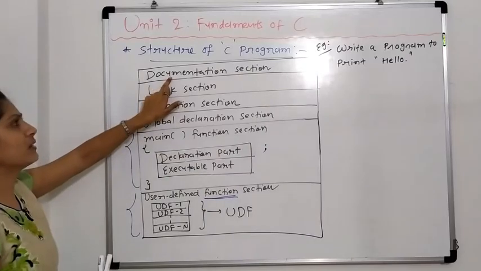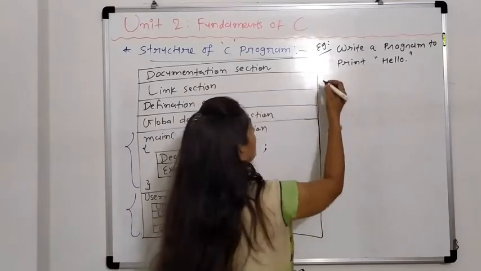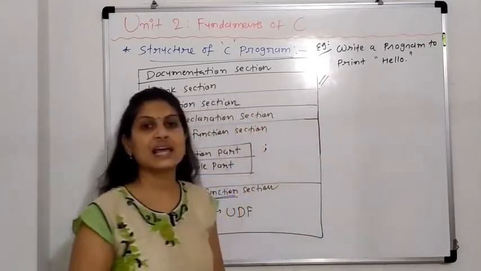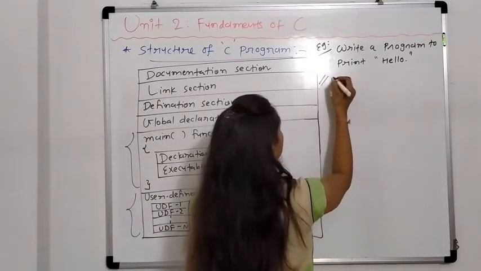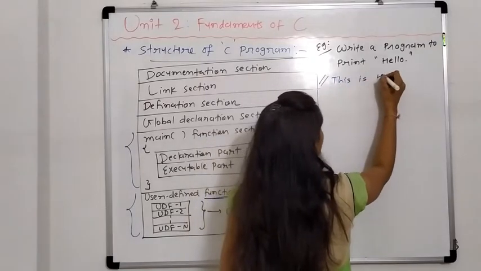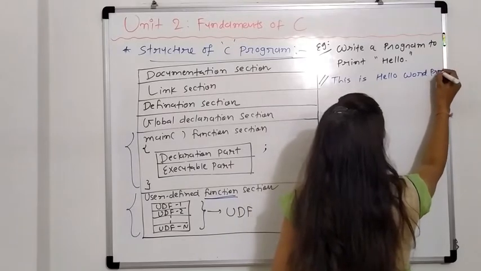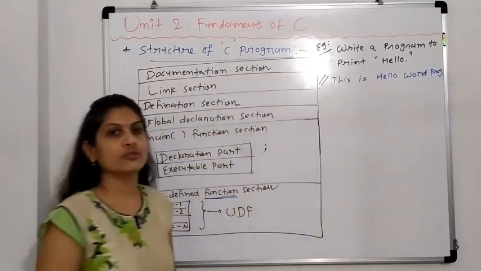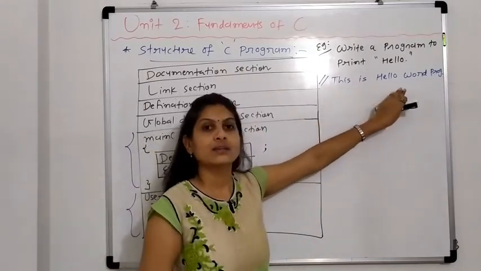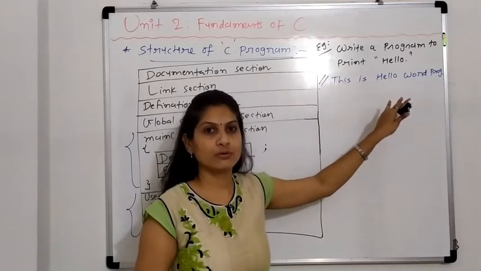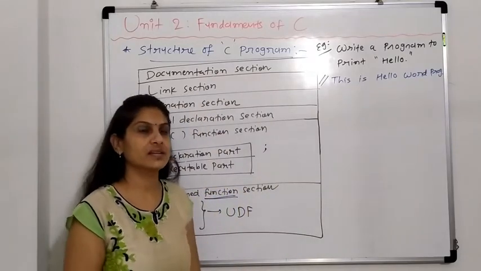So first is the documentation section, that is nothing but the introduction about the program. Here we use the single line comment; you can write multiple lines also. In a single line we write: this is hello world program. This is a comment; you can write anything. This is implemented by me. This is a simple program. This is my test program. This is the introduction about our program, nothing but the title.